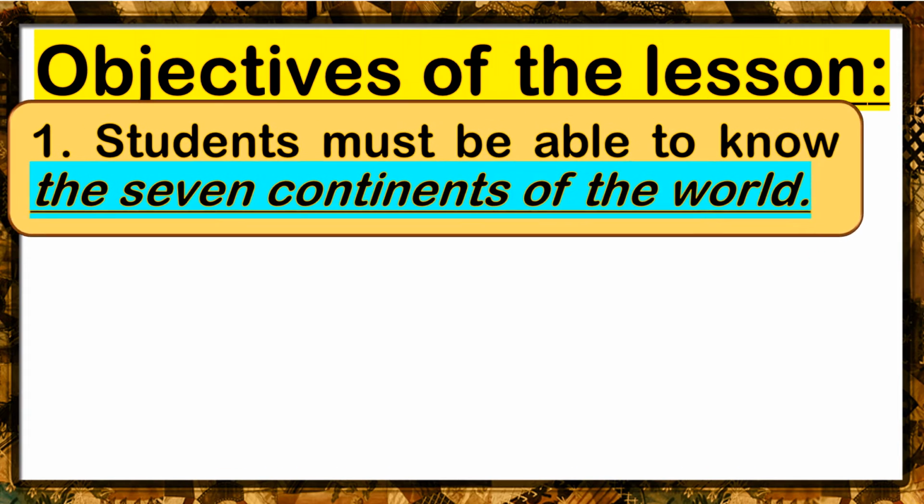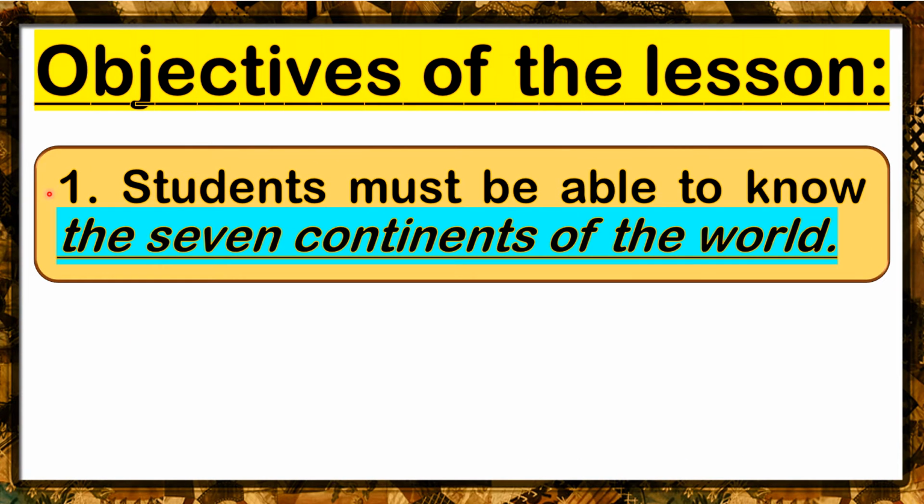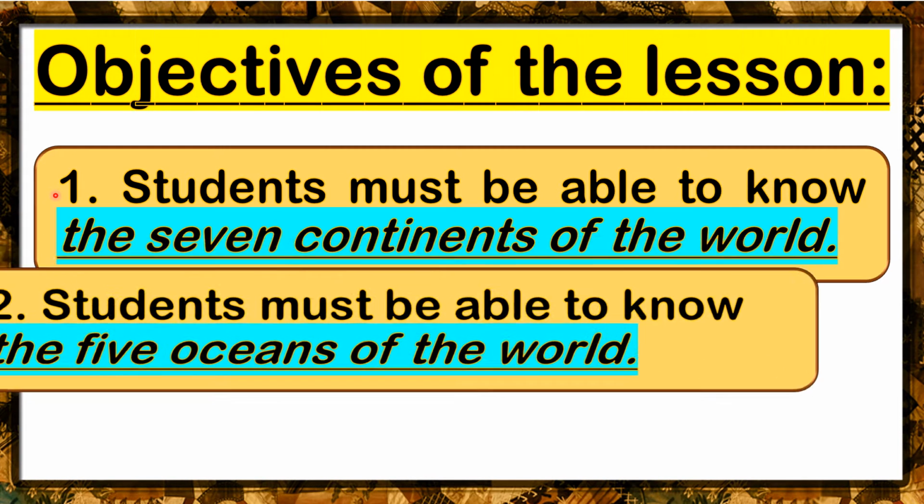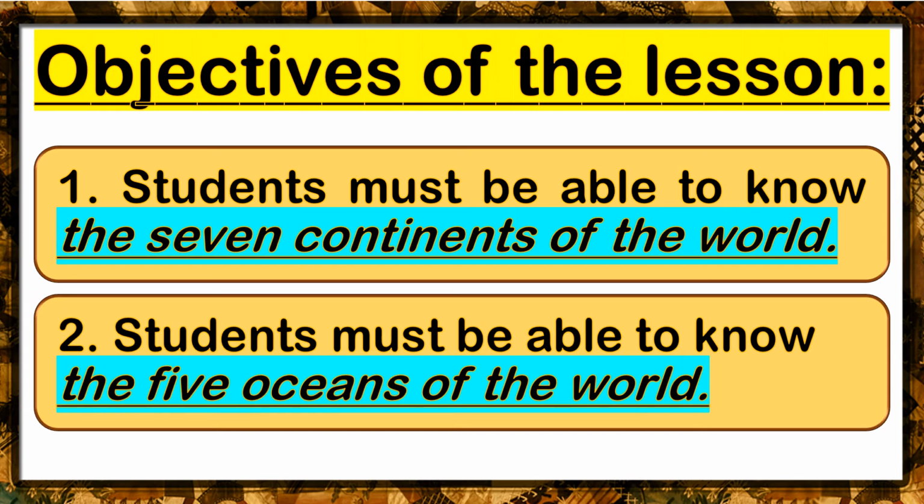Objectives of the lesson. The first objective of the lesson for today: students must be able to know the 7 continents of the world. The second one is, students must be able to know the 5 oceans of the world. So at the end of our lesson, I expect that most of you already know about the 7 continents and the 5 oceans of the world.